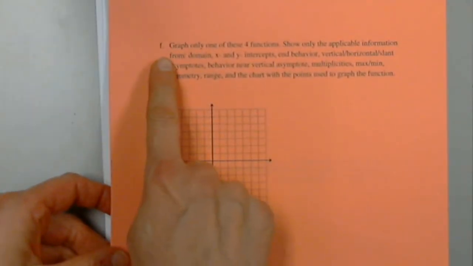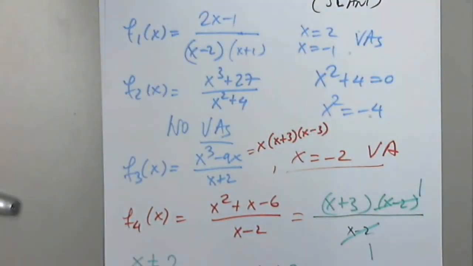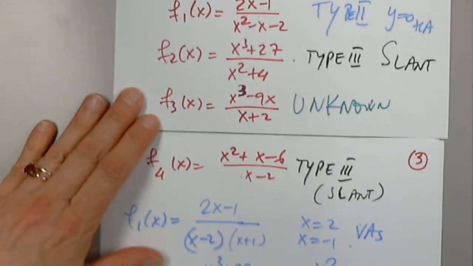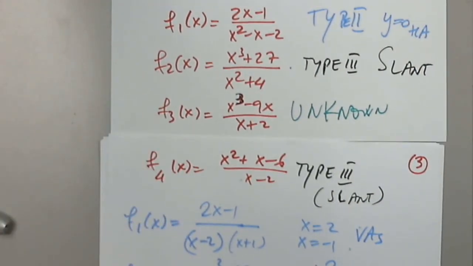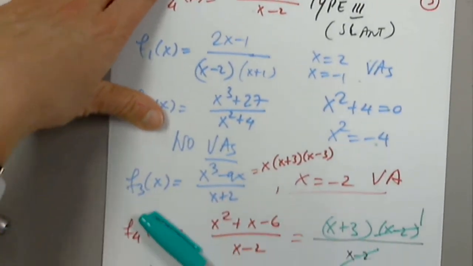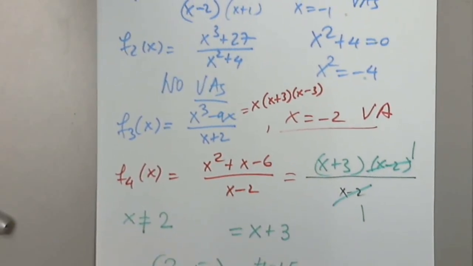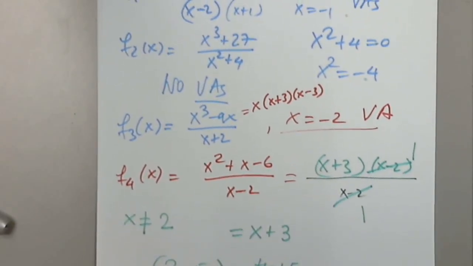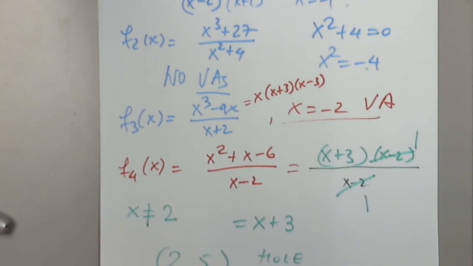Finally, part F. Which of these 4 functions will you graph? We are asked to graph 1. Which of these functions will you graph? Will you graph number 3? Absolutely not. Will you graph number 2? No. Will you graph number 1? No. I will graph 4 because it's a linear function with a hole in it. It can be easier than that.